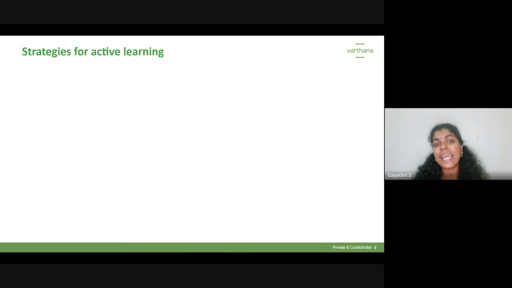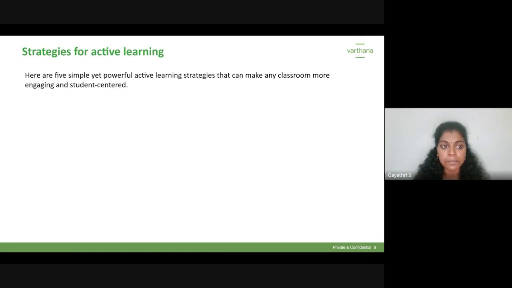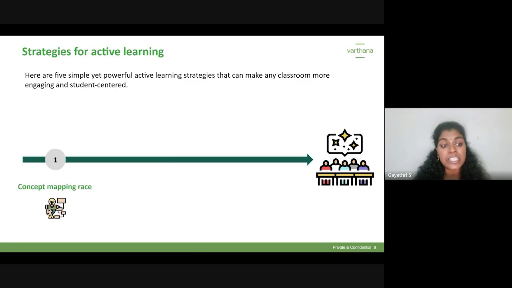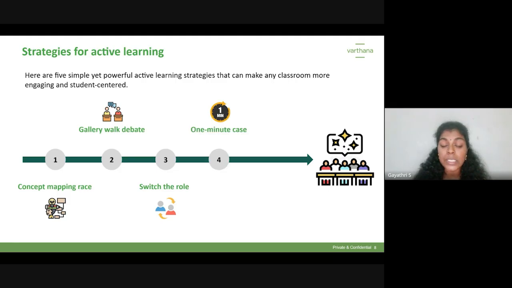Now that we have seen why active learning is important, we'll also explore what strategy you can use inside your classroom for this. There are many strategies, but in today's session, I'm going to show you 5 active learning strategies that you can use for any subject or any class. The very first one is concept mapping race. Second is gallery walk debate. Third is switch the role. Fourth is 1-minute case. And fifth is spot the mistake. We'll go through them one by one in detail.